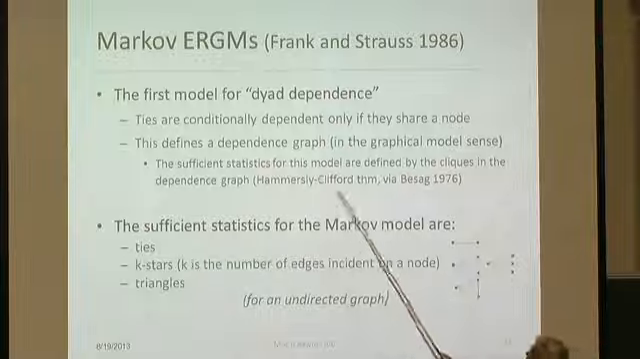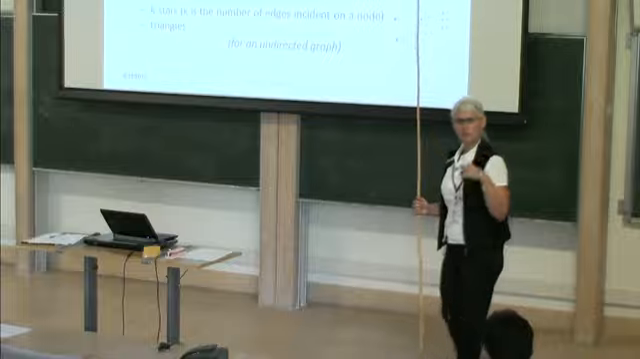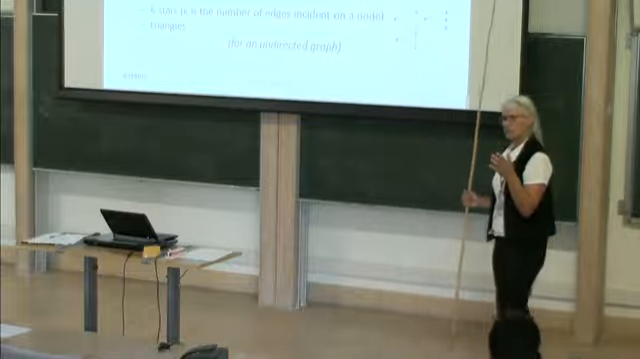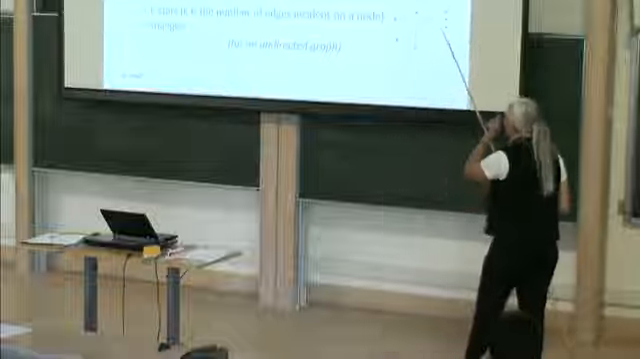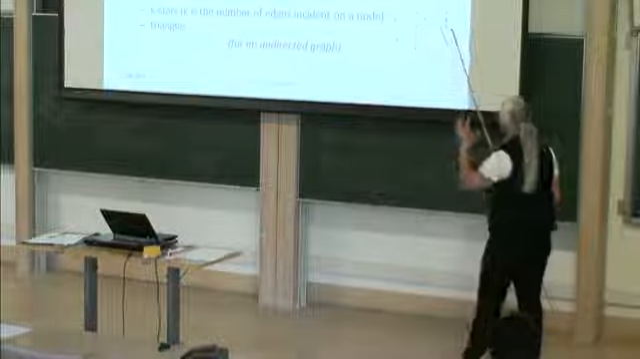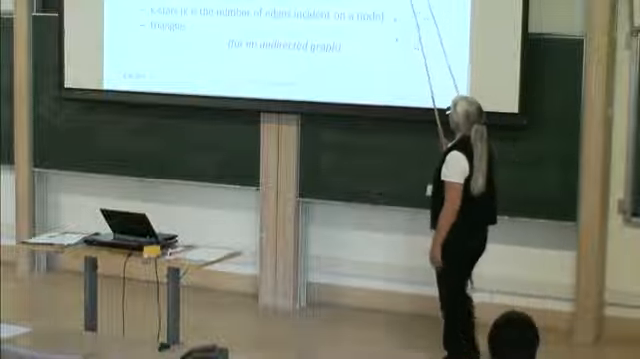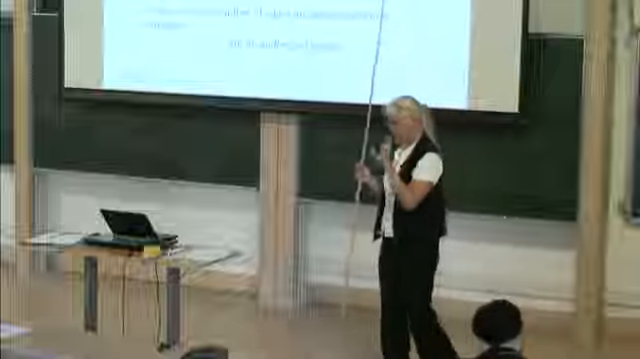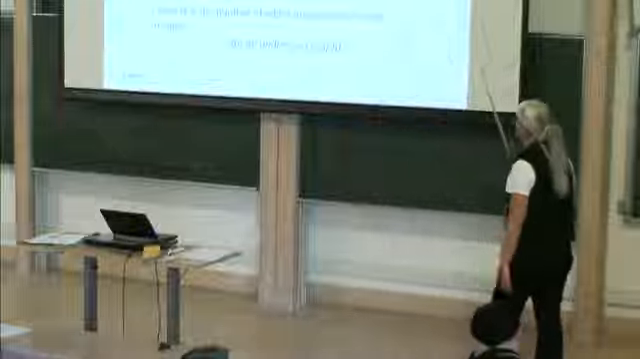This defines what's called a dependence graph. Some of you who are familiar with the graphical model literature, I'm talking about the dependence graph in that sense. It's sort of like a line graph for those of you who are familiar with graph theory more generally. But the dependence graph is basically a graph that specifies the nature of the dependence in a graphical form.